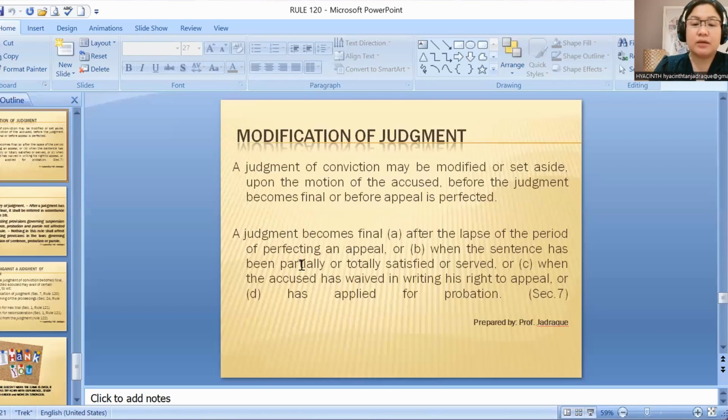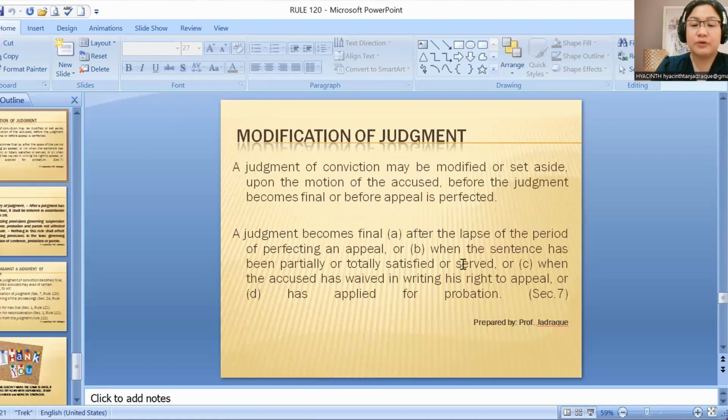As to paragraph A, judgment is not yet final before the lapse of the 15-day period. But after the lapse of the period of perfecting an appeal, which is the 15-day period that we have been talking about, the judgment shall become final. Now, how about paragraph B? When the sentence has been partially or totally satisfied or served, meaning to say, you have undergone preventive imprisonment. And that preventive imprisonment shall be credited against your sentence.